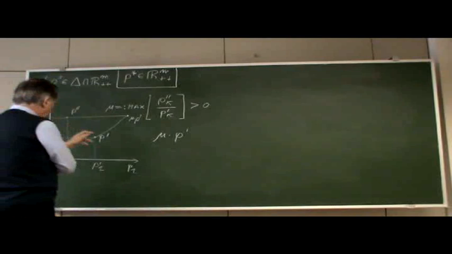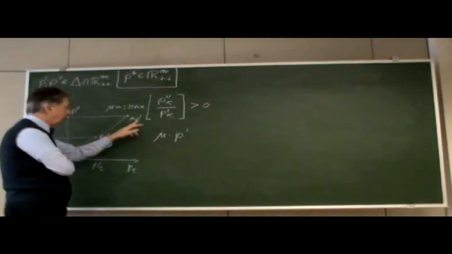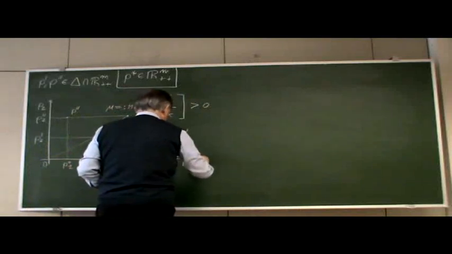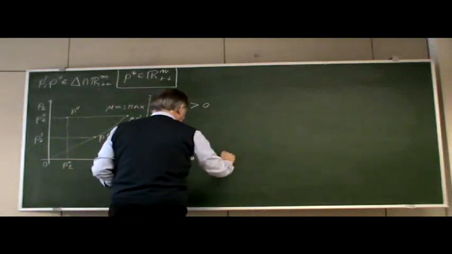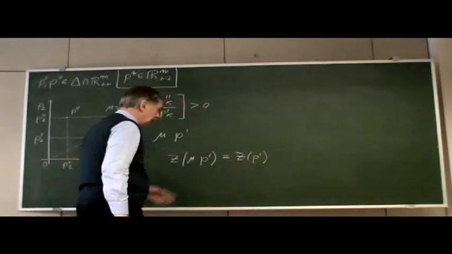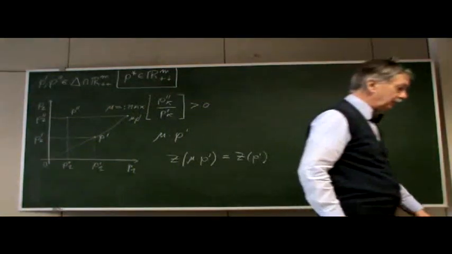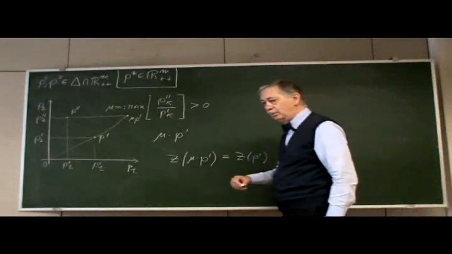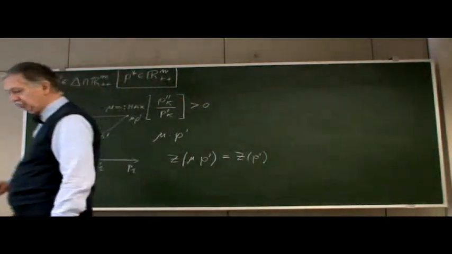However, when you pass from P prime to mu times P prime, by absence of monetary illusion, you have clearly this equality. The set of excess demand vectors in mu times P prime must be equal to the set of excess demand vectors with P prime. Is it clear?